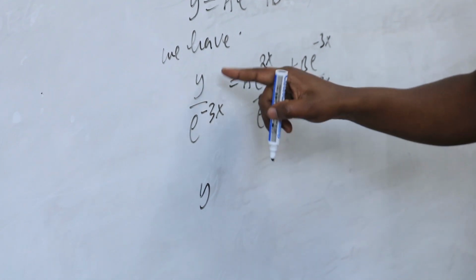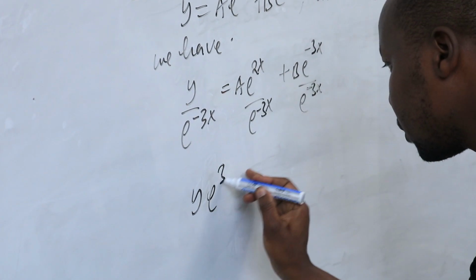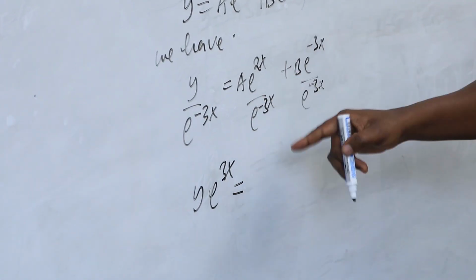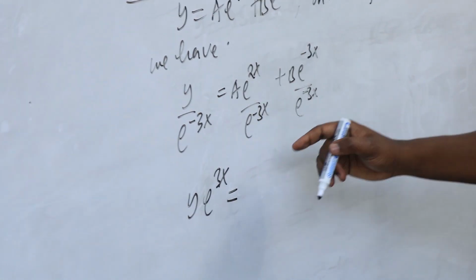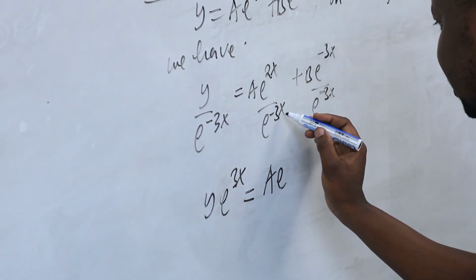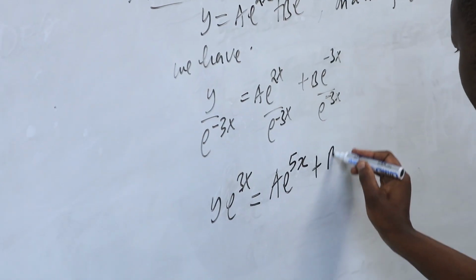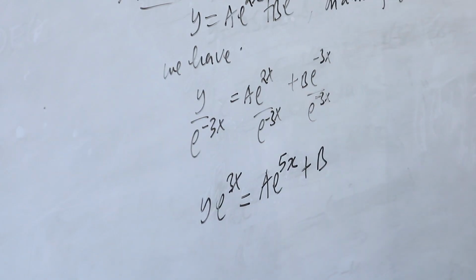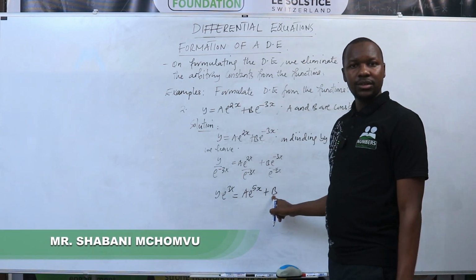So you can reciprocate this one. You can express it in reciprocal, and it becomes e to the positive 3x. When dividing the same base, we subtract exponents, so the quotient law of exponents works. So it becomes a e to the 2x minus negative 3x, which means we get 5x. Now we plus b, because this one and this one cancel out. So from there, now arbitrary constant b is free.